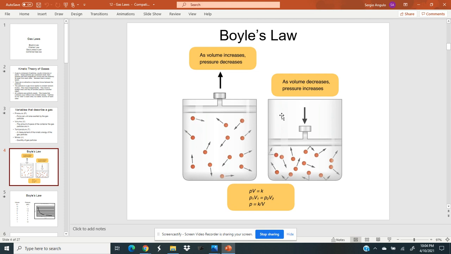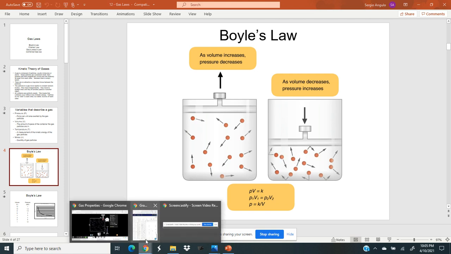But if our temperature stays the same, all we did was make the volume smaller by pushing in the piston on this gas chamber here. And then we made a smaller volume. Now the particles are going to start bouncing against each other more often and against the walls of the container more often. We can see this if we go back over here.